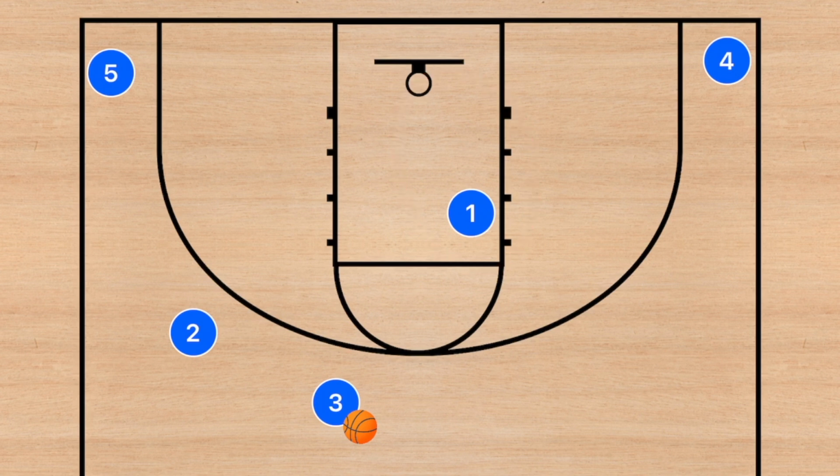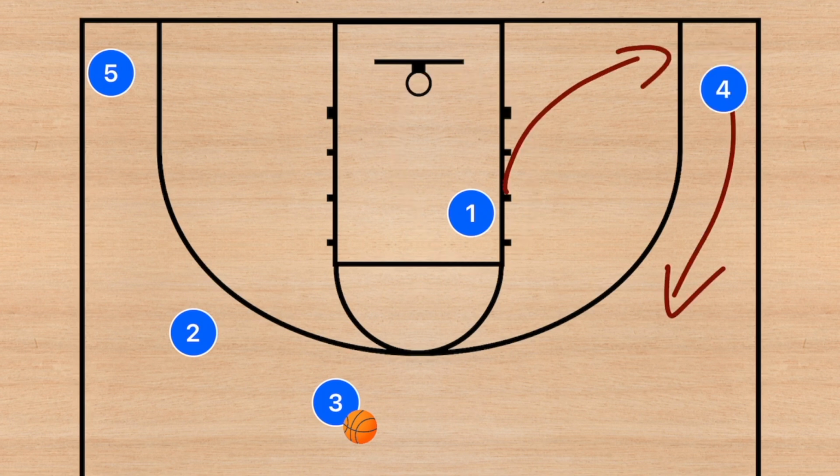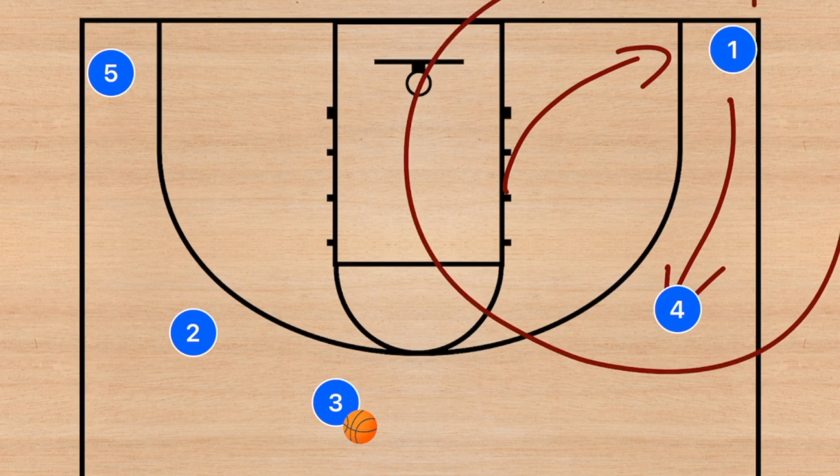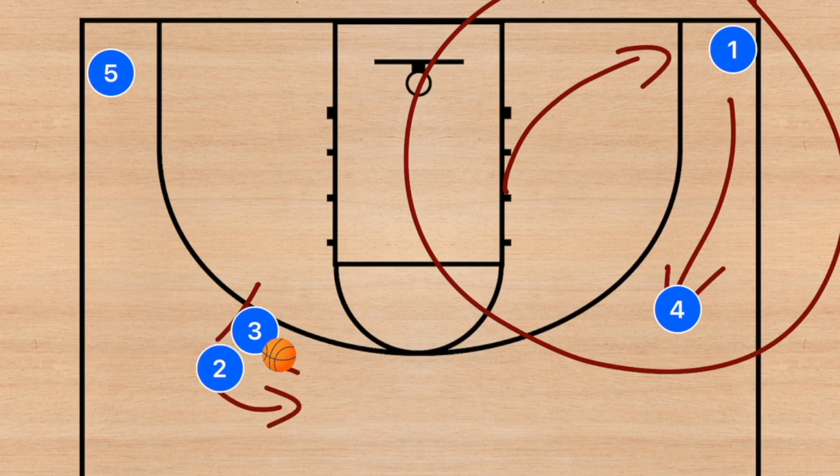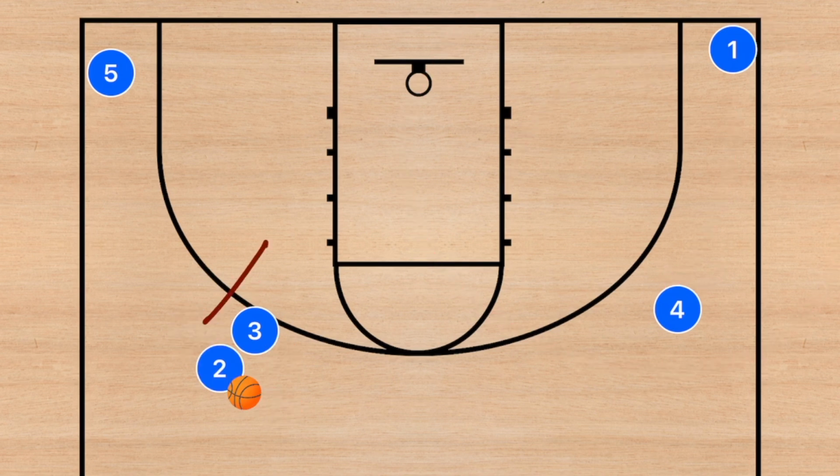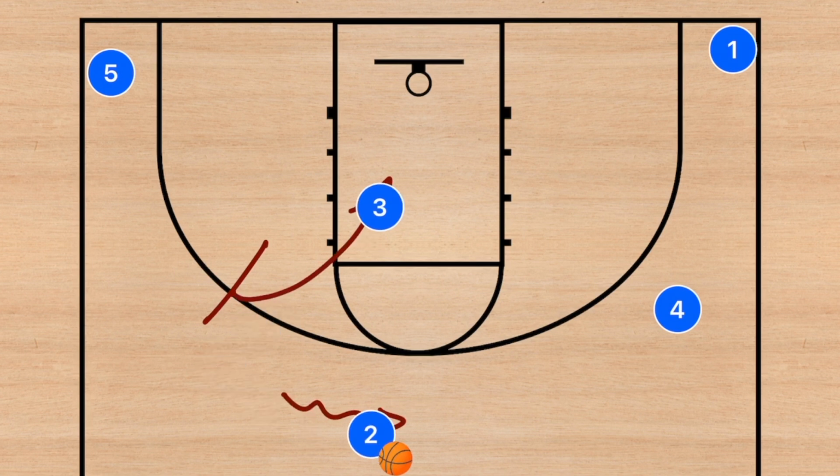If player 1 is not open, he is going to then fill out to player 4, and player 4 will then lift. While all of this is happening at the exact same time, player 3 is going to go for a dribble handoff with player 2. And once player 2 gets that ball off of that dribble handoff, player 3 is going to roll to the basket, and player 2 is going to dribble out to the top. Player 2 can also go and score and pass to player 3 as well.